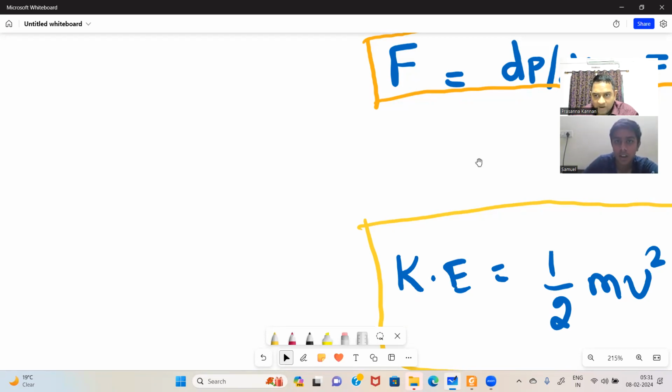What is the moment of inertia symbol? Tell that also. I. Okay, please go ahead and repeat. The equivalent of mass in linear motion is moment of inertia in rotational motion, which is I. Yes. Again. The equivalent of mass in linear motion is moment of inertia I in rotational motion.